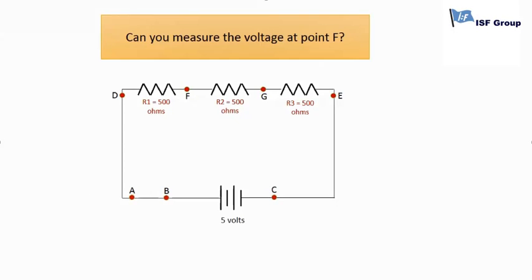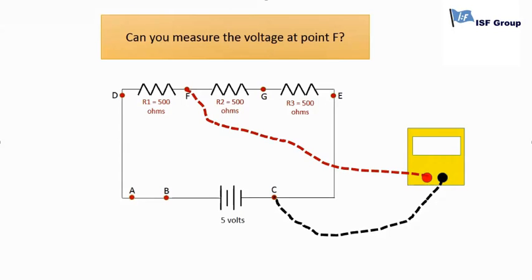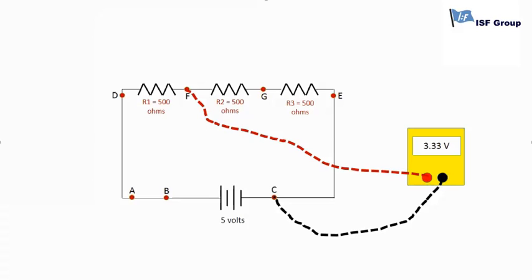Can you now measure the voltage at point F? To measure the voltage at point F, you will simply place your multimeter leads at points F and C. The multimeter shows a voltage of about 3.33 volts. How did this come? You must always remember that whenever resistors or loads are connected in series, the voltage across them gets divided. Hence, our 5 volts has divided and has now become 3.3 volts.